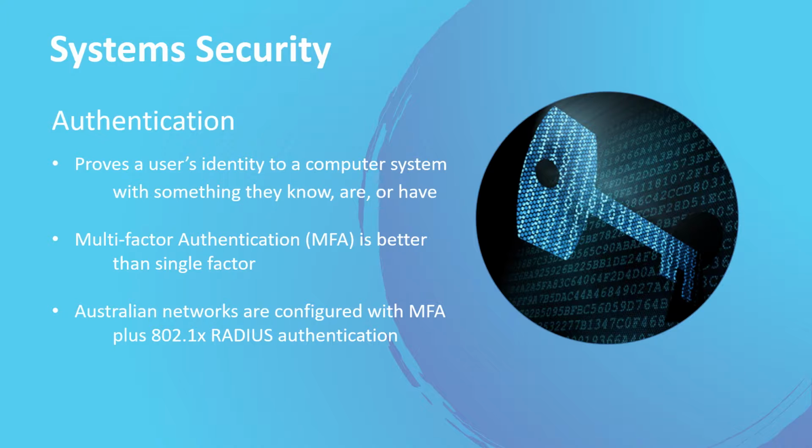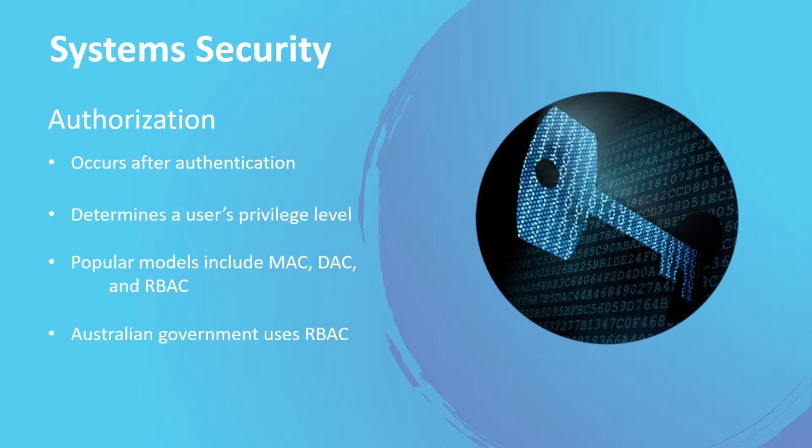The wired and wireless networks are also configured with 802.1X RADIUS and EAP-TLS authentication. This configuration ensures that not only must users enter valid credentials, but the client device from which they are attempting network access must possess and have installed a digital certificate from the Australian Government's Certificate Authority. Otherwise, network access will be denied. The second pillar of information security is authorization.